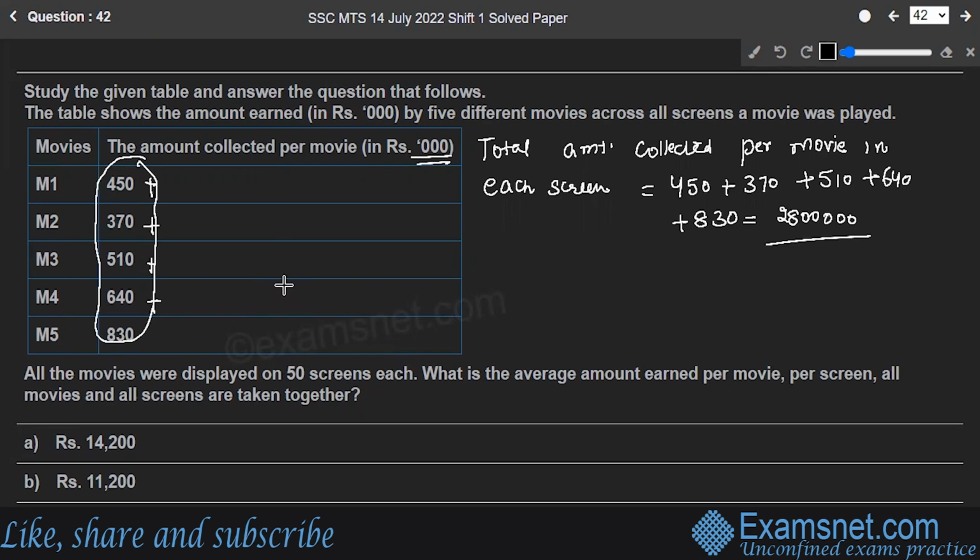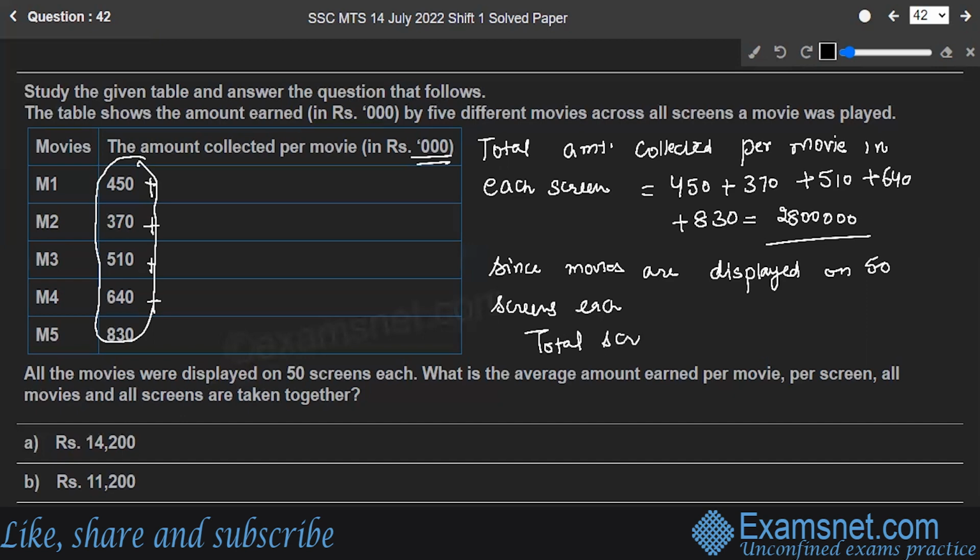As mentioned, movies are displayed on 50 screens each. Since movies are displayed on 50 screens each, therefore the total screens: see, there are 5 movies, right? 1, 2, 3, 4, 5. So the total screens will be 50 into 5, that is equal to 250.